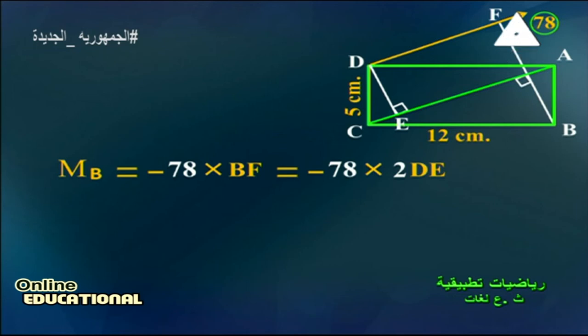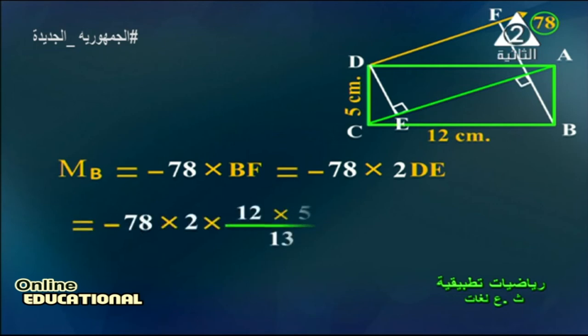Now, what is the length of DE? DE equals the multiply of the two sides of the right angle divided by the length of the hypotenuse. Then negative 78 multiply 2 multiply 12 multiply 5 over 13. 13 is the length of AC from Pythagorean theorem. Then the moment of B equals negative 720 Newton centimeter.